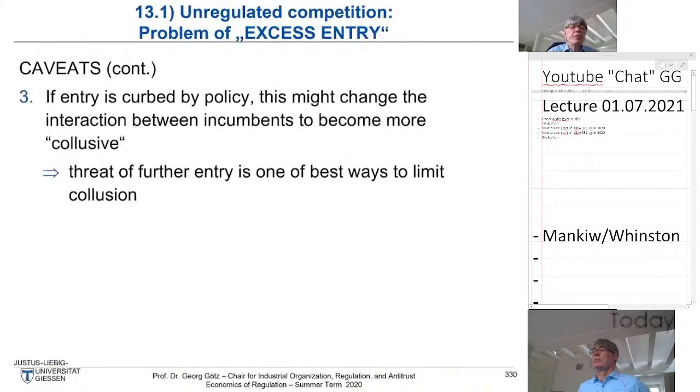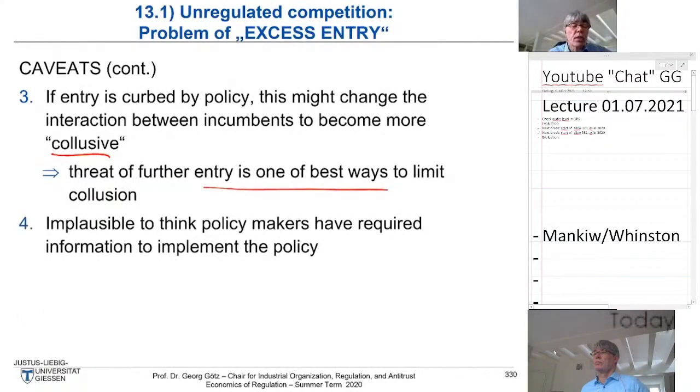And finally, if entry is curbed by policy, if they say, okay, only a few firms need to enter, we get into trouble because these existing firms might just collude, okay? Because one of the most important forces to destroy collusive agreements is entry. That's what you saw, for instance, in the vitamin cartel. It really was destroyed by Chinese entrants, okay? So the threat of further entry is one of the best ways to limit collusion. And of course, it's rather implausible to think that policymakers choose the right firms, okay? Which firms would you admit to the market in a real world where firms might have different costs and so on?